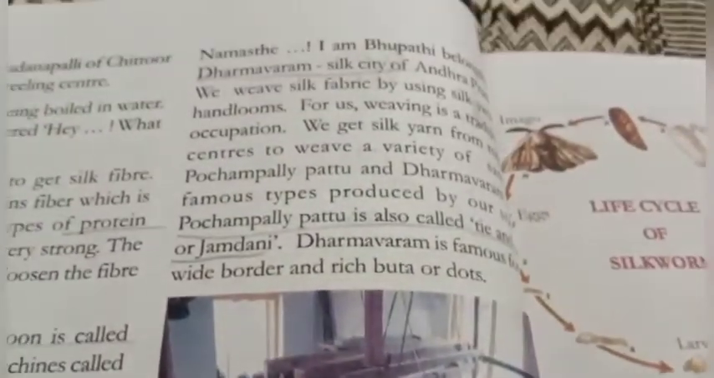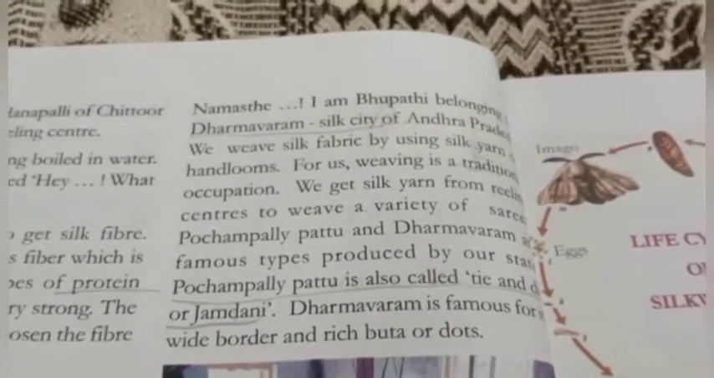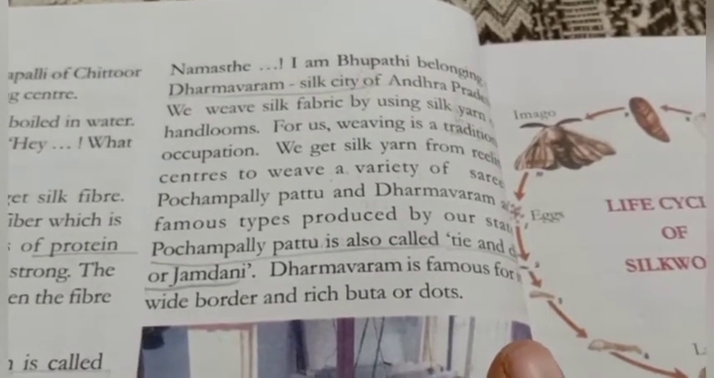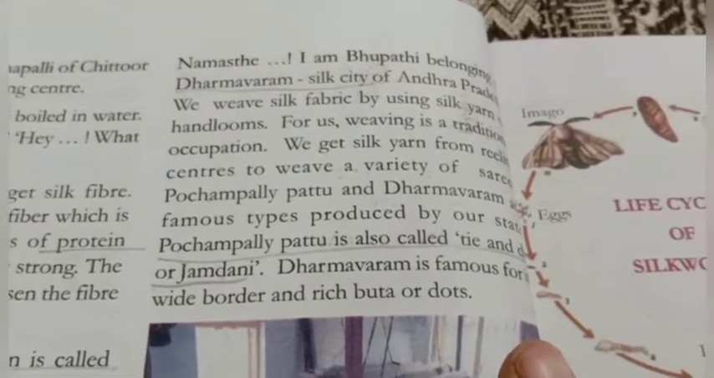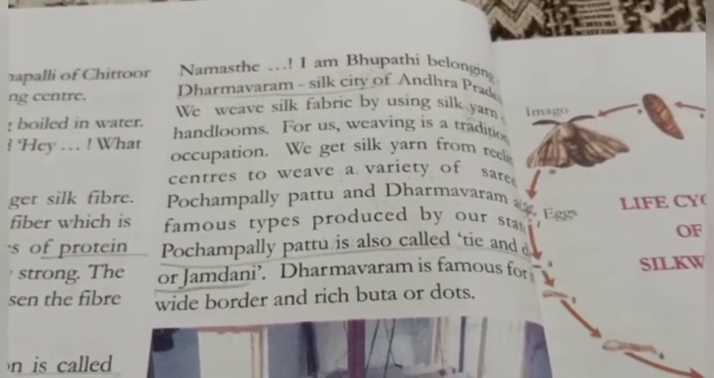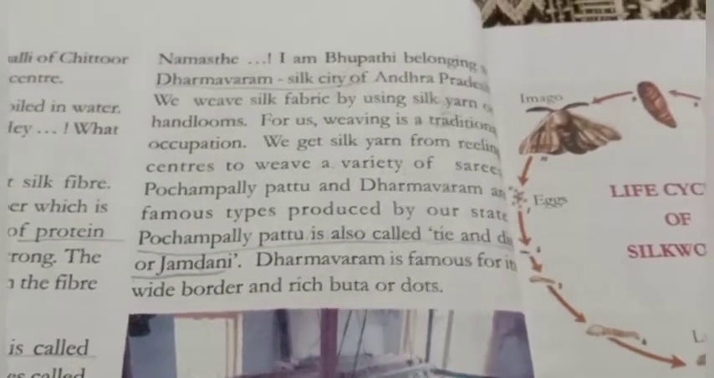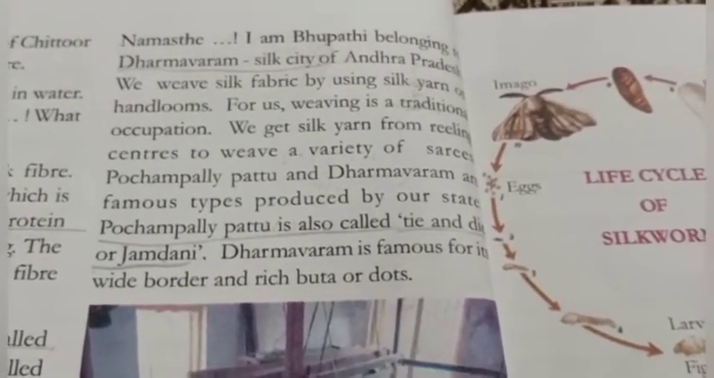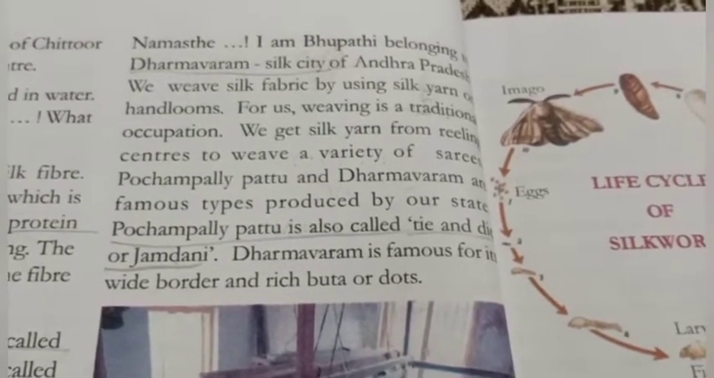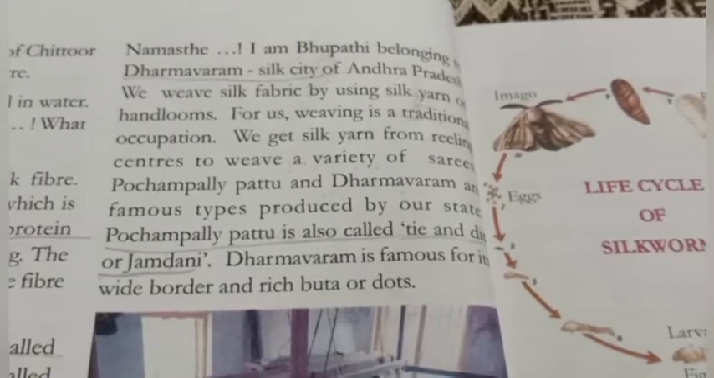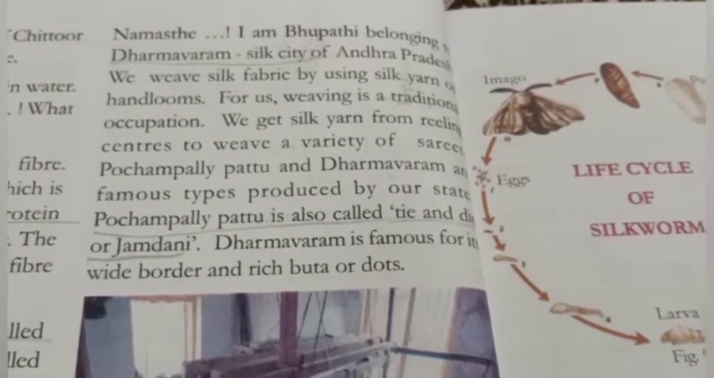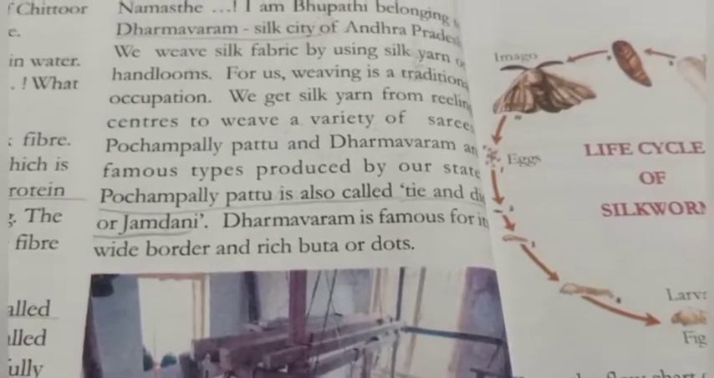I already told you Dharmavaram is called the silk city of Andhra Pradesh. And we have wide varieties of Pochampalli Pattu and Dharmavaram, famous types produced by our state. Pochampalli Pattu is also called Jamdani, tie dye, and Dharmavaram is famous for wide border and rich buttas or dots. So these are the types of Pattu, these are the types of silk.